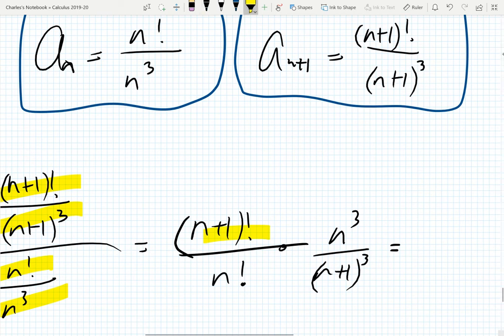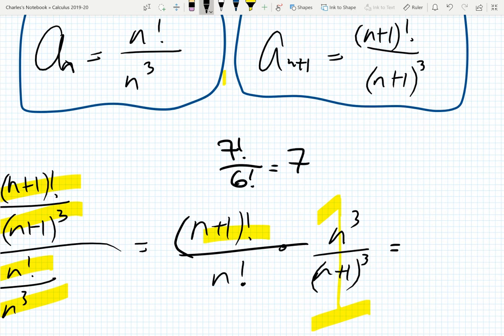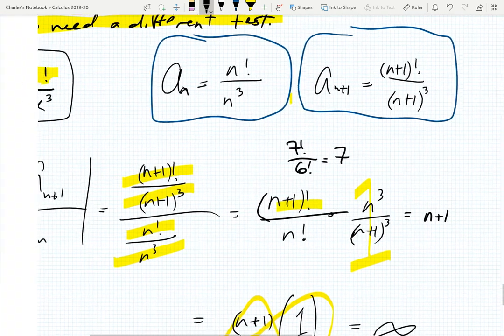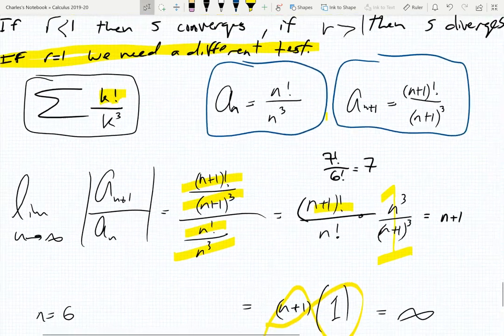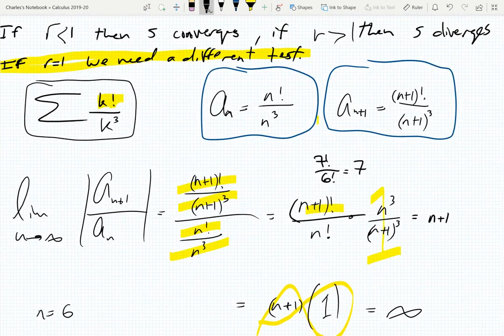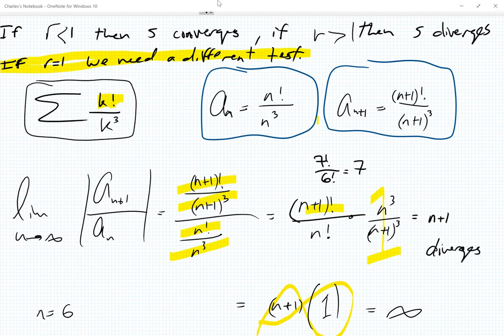Well, you may need to go to Desmos to prove that to yourself, but that approaches 1. As n gets bigger and bigger and bigger, that part approaches 1. If you think of what's n plus 1 factorial over n factorial, well, what's 7 factorial over 6 factorial? Well, that's just 7, right? So this is going to be n plus 1. Okay, so if I'm thinking, does this diverge or converge? This diverges because its limit is infinite.